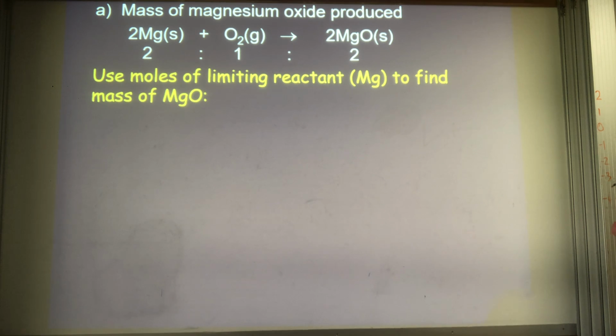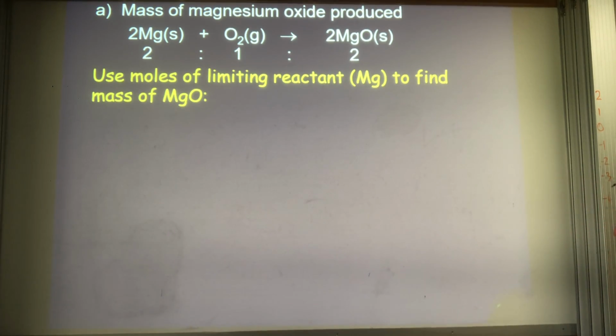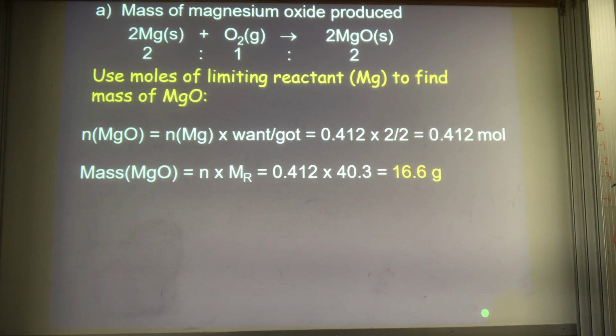Now, once you've worked out the limiting reactant, you can then go through the rest of the mass stoichiometry problem as normal. So, magnesium is the limiting reactant, we'll use that for the rest of it. The next step of course is want over got, to work out the number of moles of magnesium oxide, 2 over 2 of course. Then, the third step is to work out the mass of the product that we're being asked about. So the mass of magnesium oxide is simply worked out there.